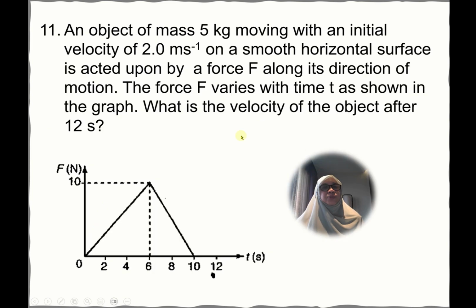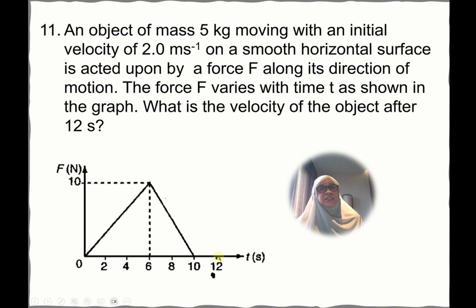Next, we go to question 11. An object of mass 5 kg moving with an initial velocity of 2 meter per second on a smooth horizontal surface is acted upon by a force F along its direction of motion. The force F varies with time t as shown in the graph. What is the velocity of the object after 12 seconds?